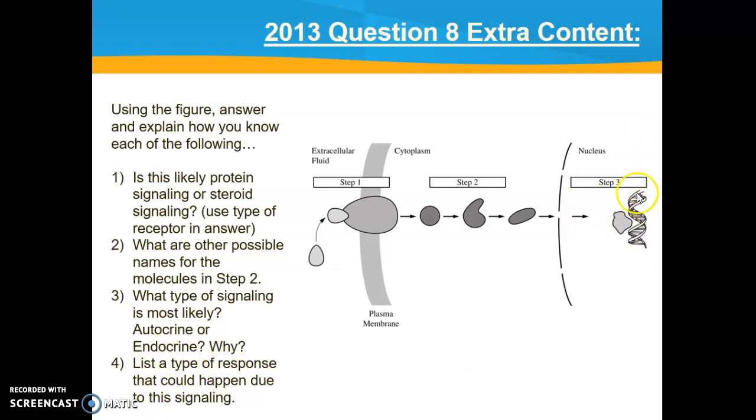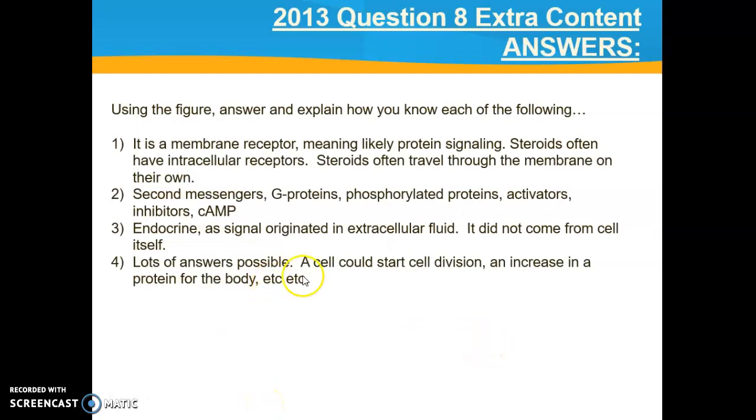And then this is a specific type of response, right? They're looking at a gene being turned on, but there could be other things going on. Here are some examples. This could start cell division. We could see protein being produced, enzymes being produced, all kinds of different things being made from that gene expression. Okay, so that's your first little question here that goes with signaling and those types of pathways.